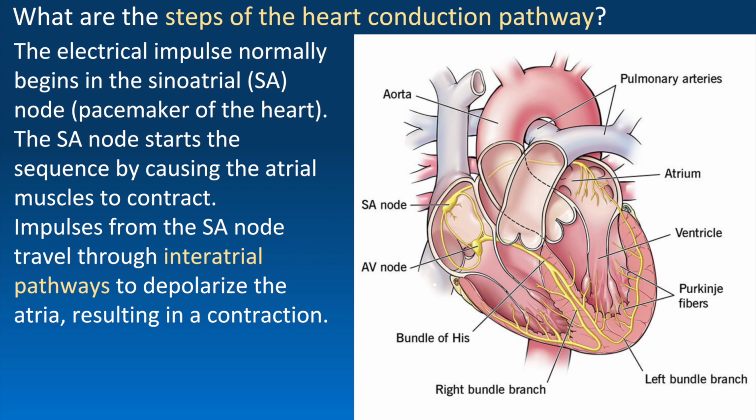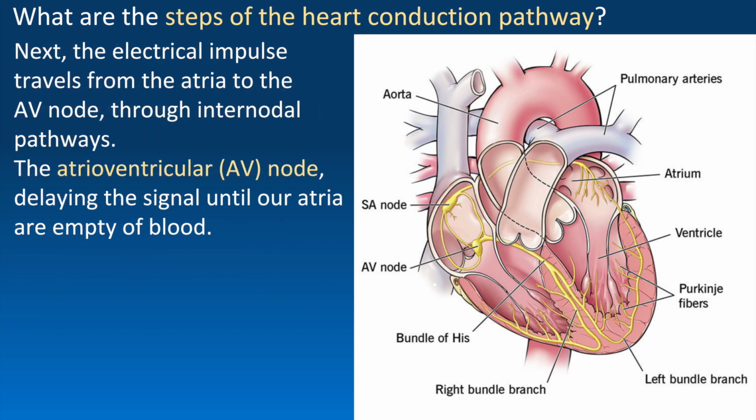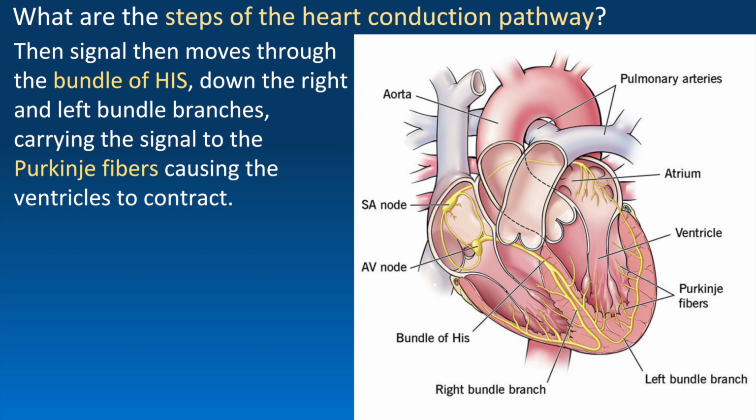The SA node starts the sequence by causing the atrial muscle to contract. Impulses from the SA node travel through interatrial pathways to depolarize the atria, resulting in a contraction of the atria. Next, the electrical impulse travels from the atria to the AV node, that means SA node to AV node, through internodal pathways. The AV node delays the signal until our atria are empty of blood. Then the signal moves through the bundle of His down the right and left bundle branches, carrying the signal to the Purkinje fibers, causing the ventricles to contract.